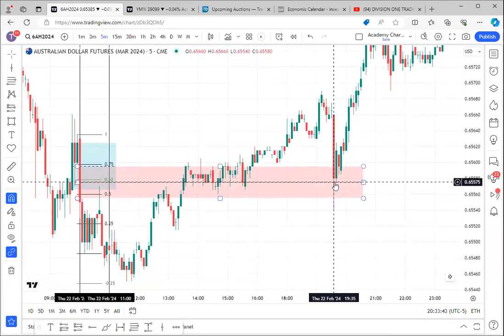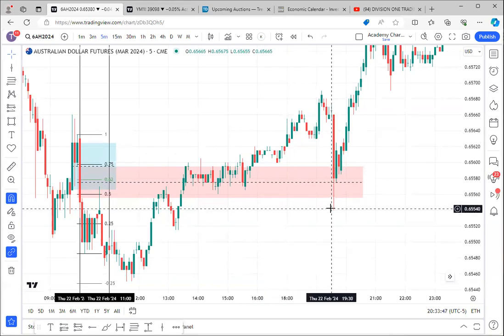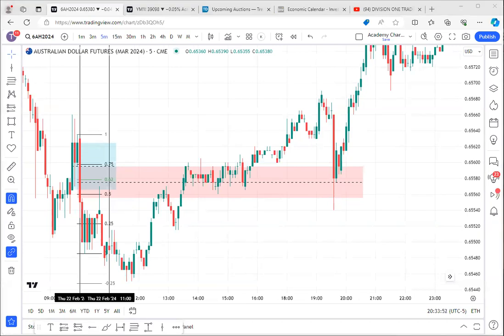And again, right here, look at the bodies. Look at the relevance to the silver bullet gap. They wick down here on the 5 minute, but look, they can't even close below the 50. Yeah, exactly. You'd have to take that a few different times with that stop loss that tight.